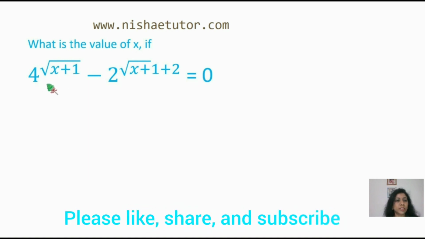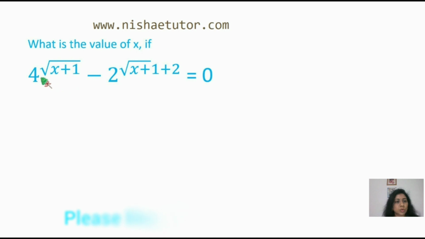In this video, I am going to solve this problem. What is the value of x if 4 to the power square root of x plus 1, minus 2 to the power square root of x plus 1, plus 2 equals 0? So here are two terms, and this term we can transfer to the right side. So 4 to the power square root of x plus 1 equals, and this term transferred to the right side will be positive: 2 to the power square root of x plus 1, plus 2.